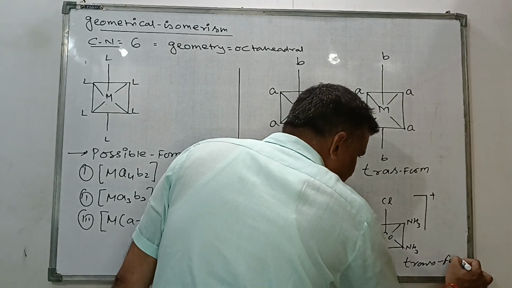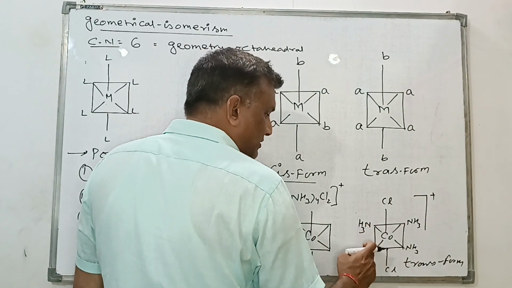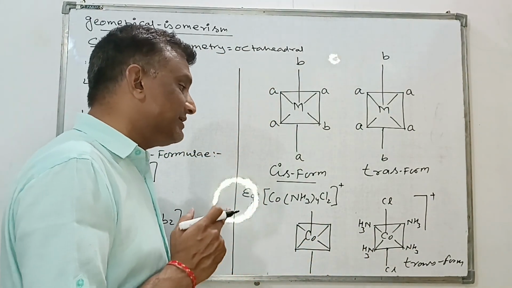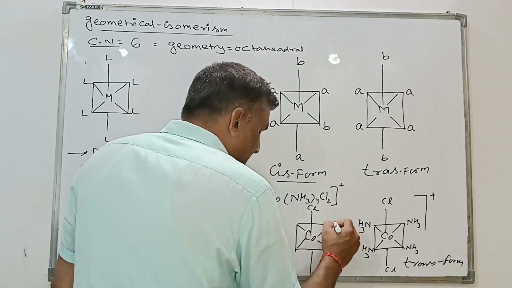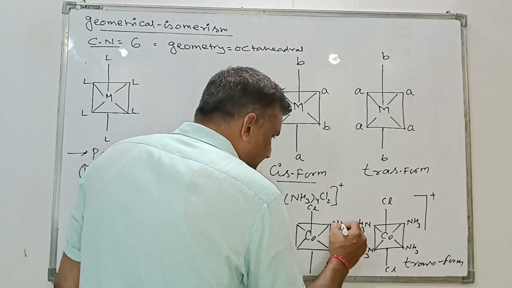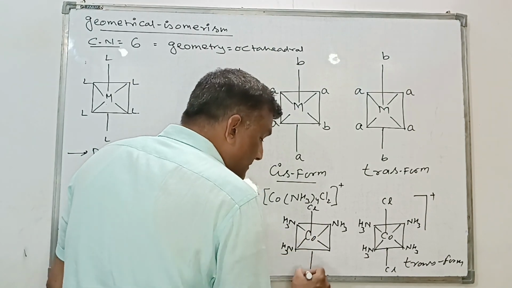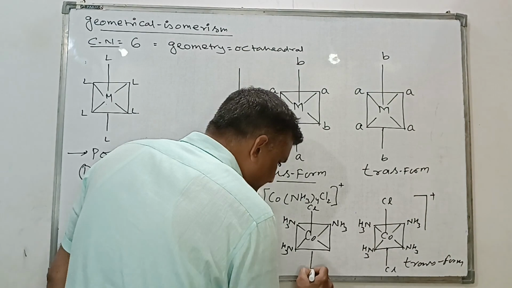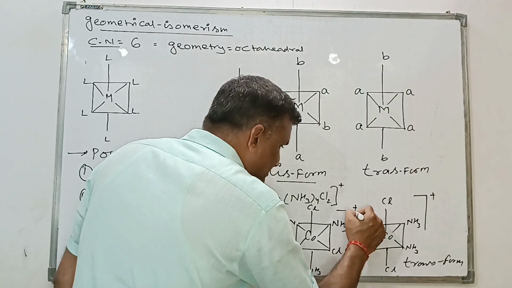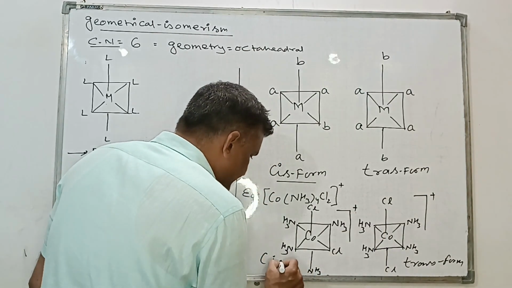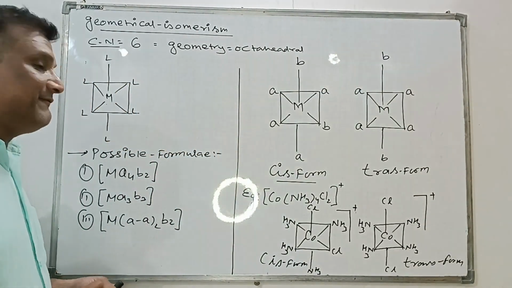This is the trans form. And if we keep one of the Cl either over here, over here, over here, over here, there are 4 positions. You can keep the Cl there, then it will be cis form. So this is the Cl, this is the NH3, this is the NH3, this is the NH3, this is the NH3, and this is the Cl. Then this is your plus charge. So this will be your cis form. So students, this was regarding the formula MA4B2.